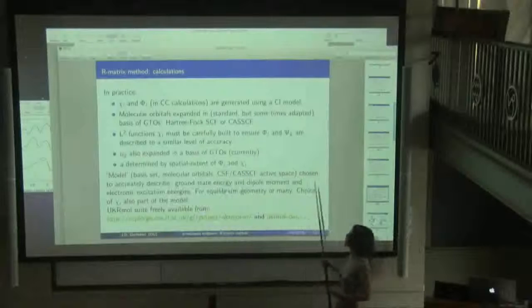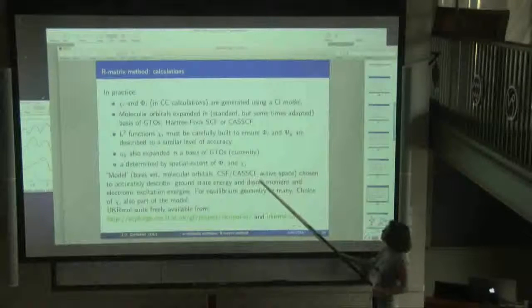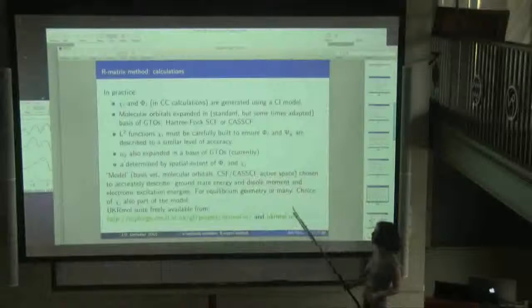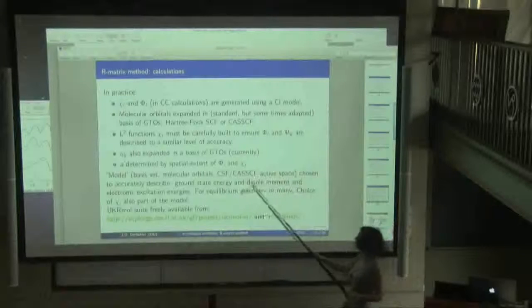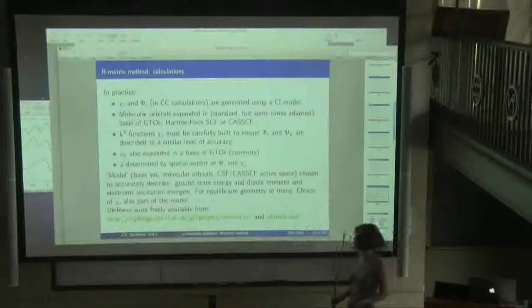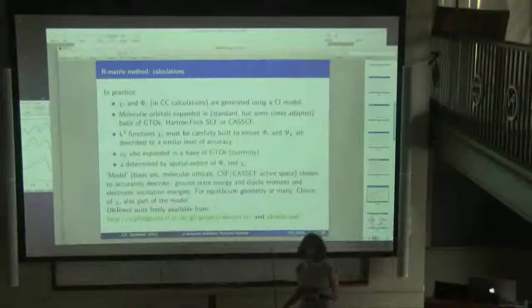So, as I say, the model, in a way, is defined by the basis set we choose, the type of molecular orbitals we choose, what configuration state functions we put in, or what active space if we're using CAS-SCF, for example. And we tend to choose these to describe accurately things like the ground state energy, dipole moment, electronic excitation energies, etc.